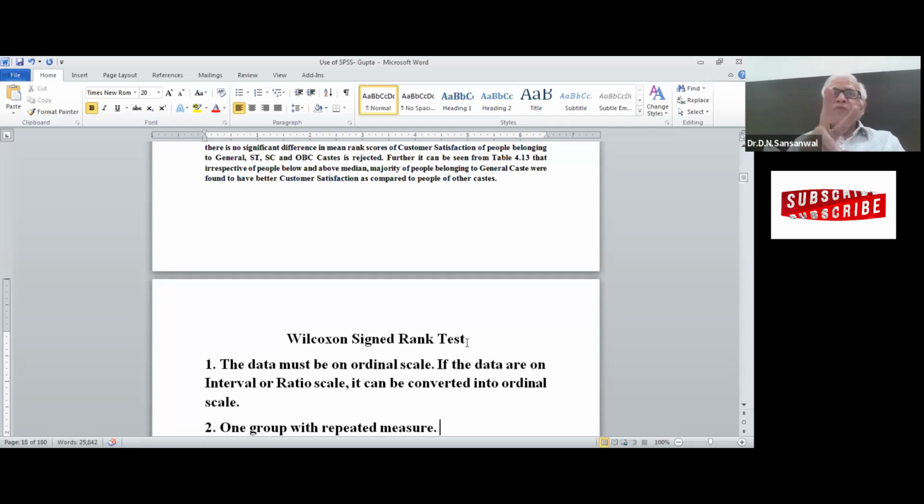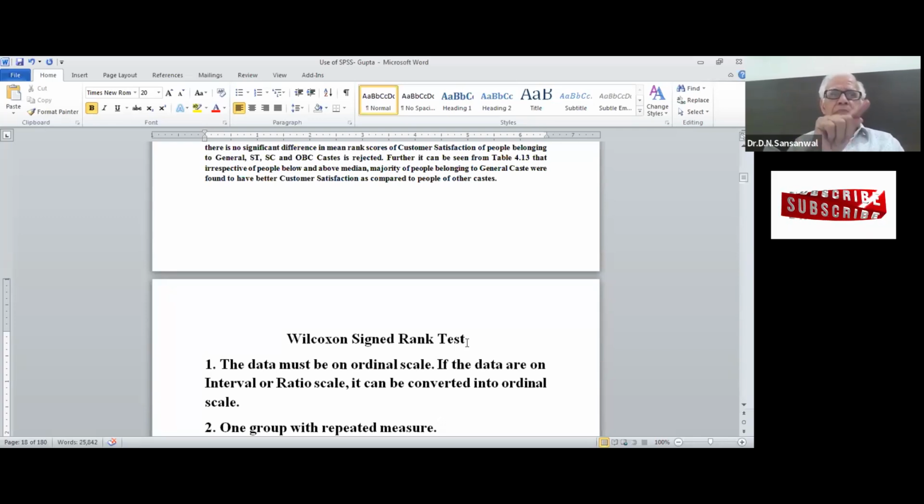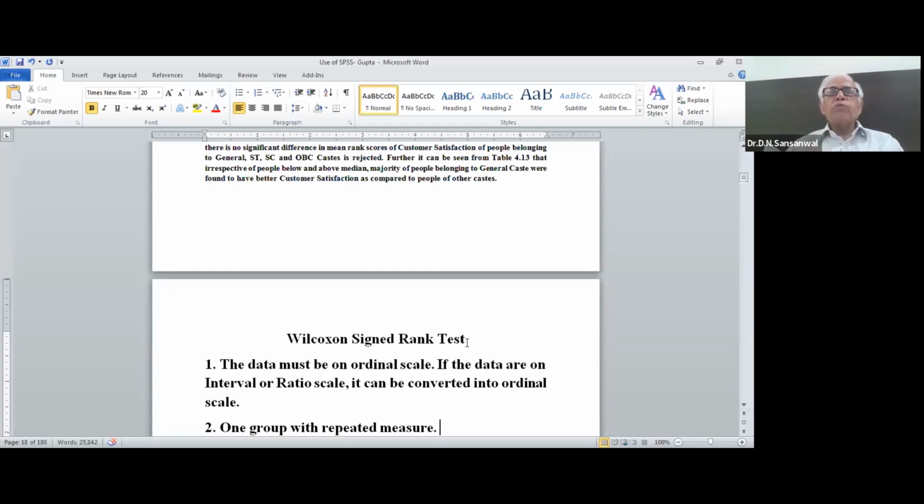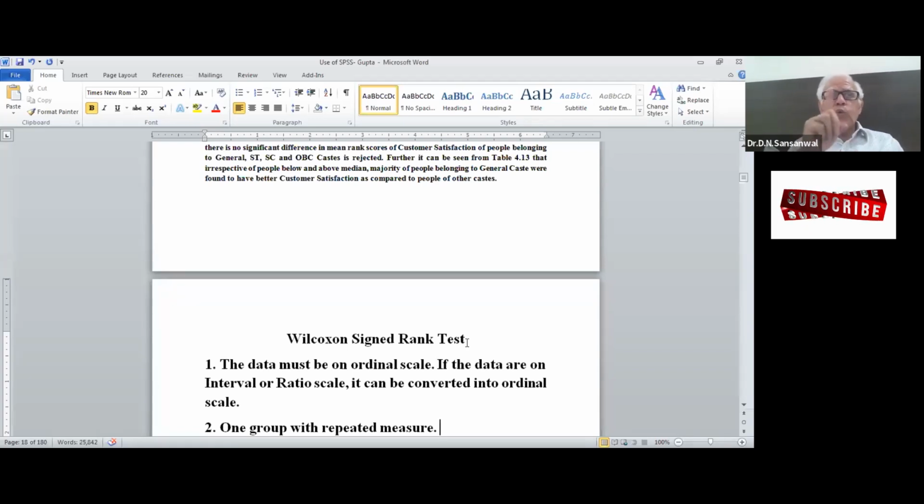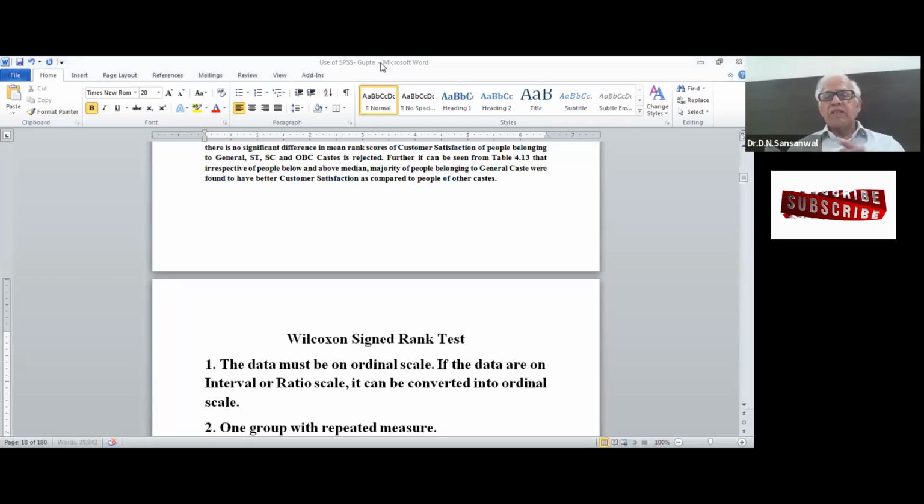If there are two independent groups and you want to compare the mean rank scores, then you can use the Mann-Whitney U test. But if you do not have two independent groups, if you have only one group and you have the repeated measures, then you cannot use it.